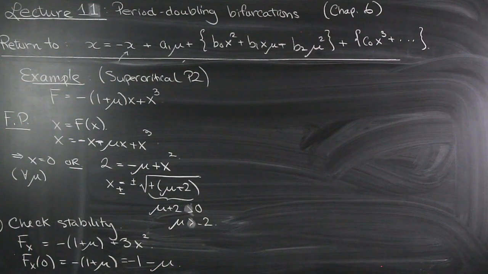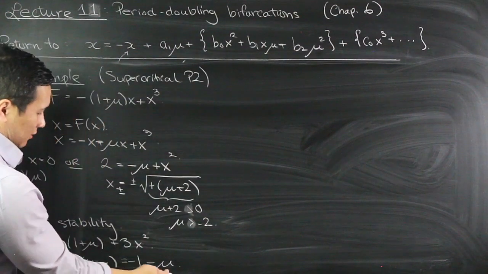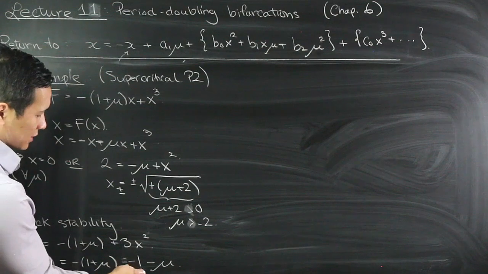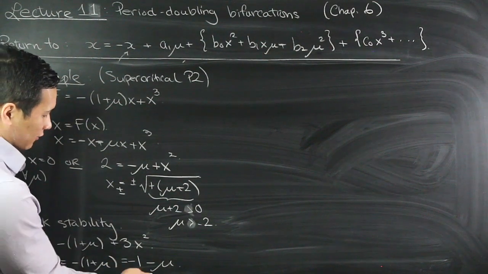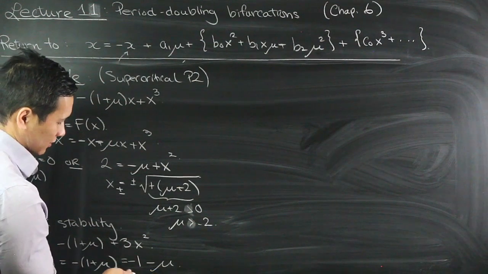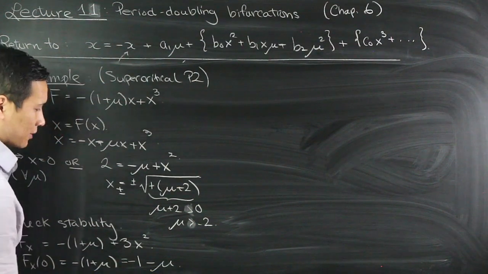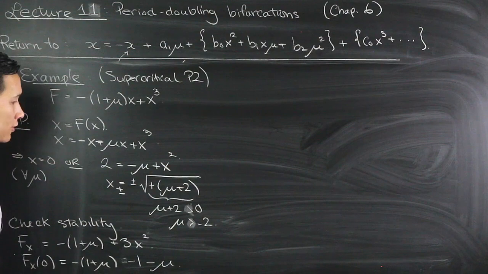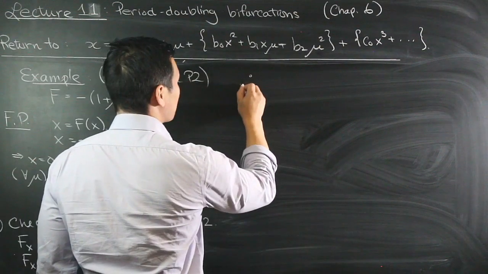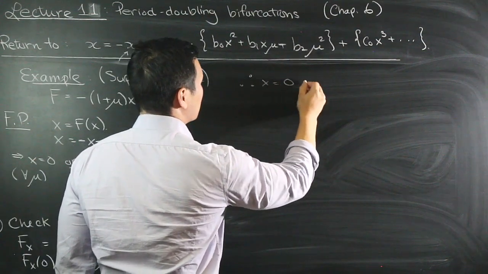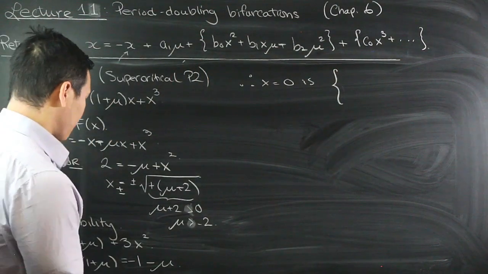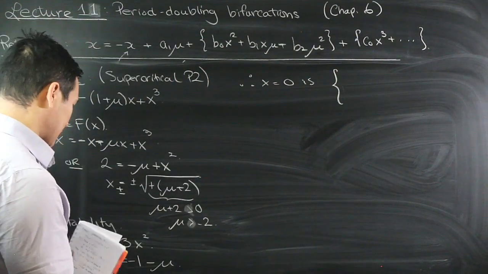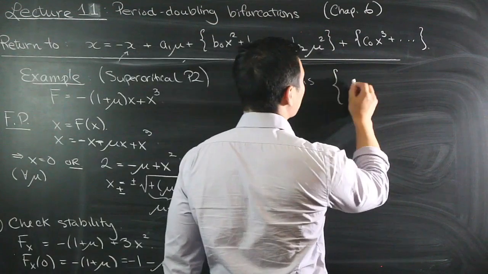So if mu is negative, you're adding to this one, and it becomes more stable because it becomes less greater than minus 1. On the other hand, if mu is positive, then you're subtracting from minus 1, and it becomes unstable. So you've concluded from this, x equal to 0 is, if mu is less than 0, stable.